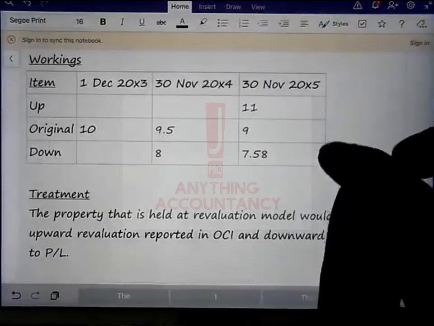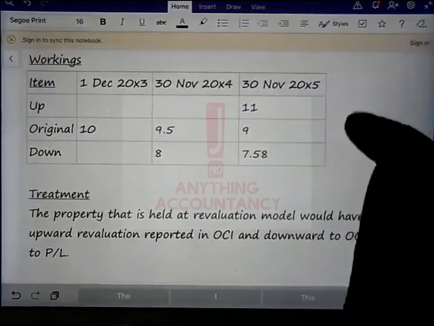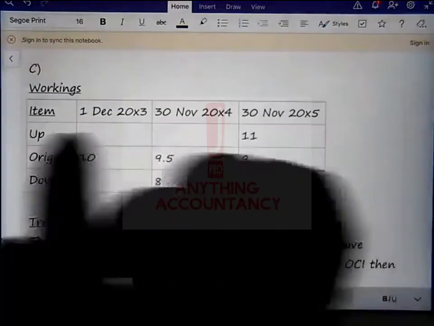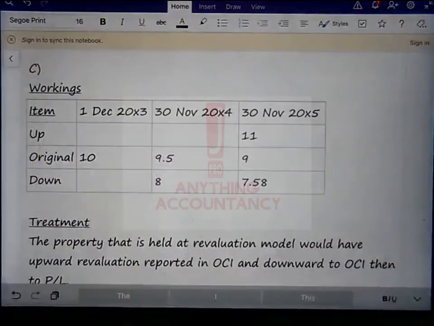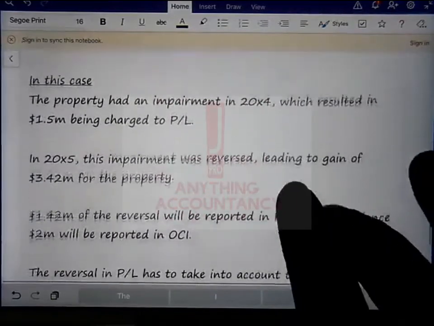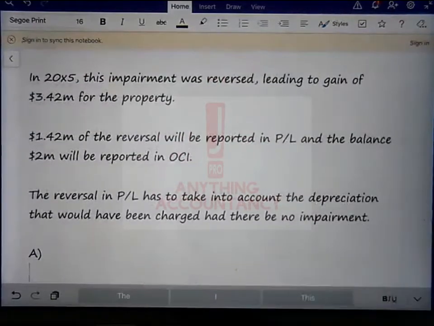So from here to here is P&L. From here to here is OCI. This is the line I taught you before. Remember: up, original, down. Anything below the original line will always run through P&L. Anything above the original line always runs through OCI. Can you remember that rule? Most important is to establish the original line. If you don't get that original line set up properly, then you have a problem. Okay. Are you clear on how to handle property revaluation? Yes, no?